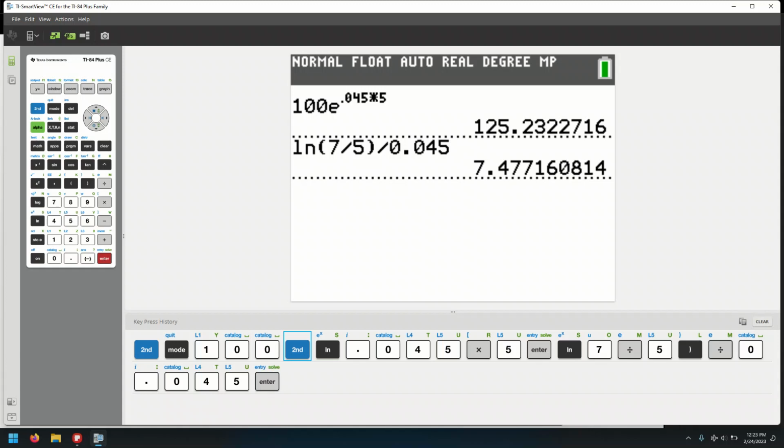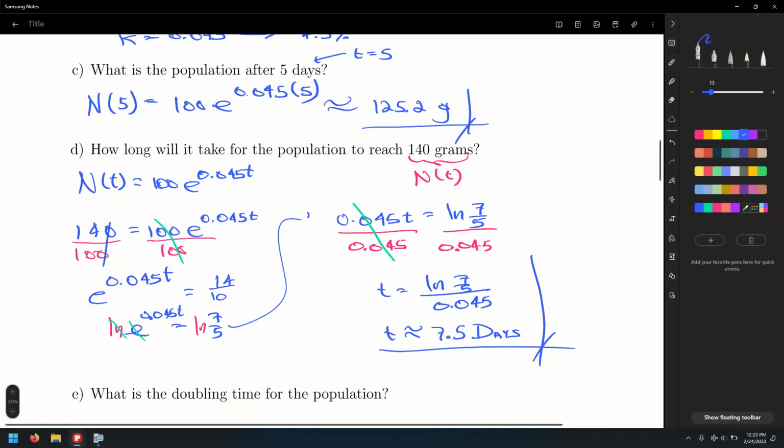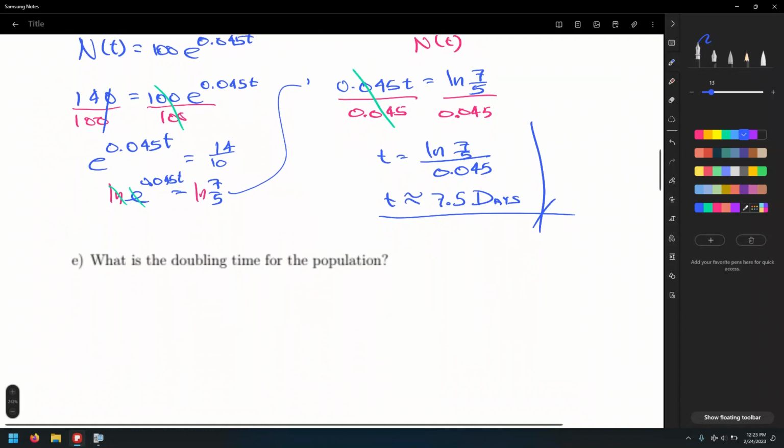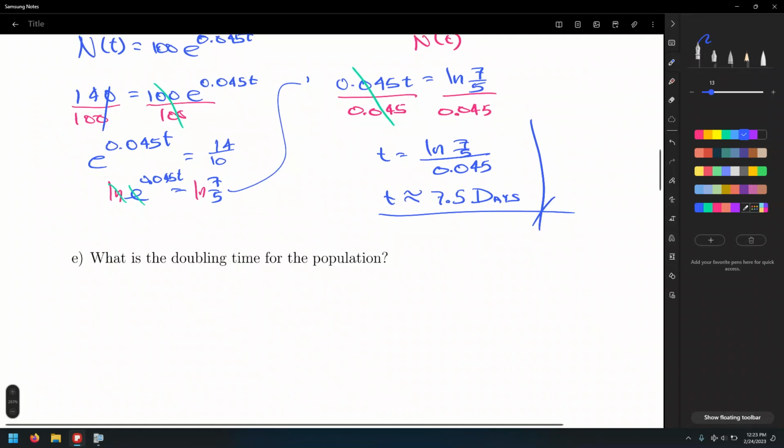Almost 8 days. Now, the question here is, what is the doubling time for the population? In this case, what's the time required in order to get twice the initial population? So in this case, the initial population is 100 grams.